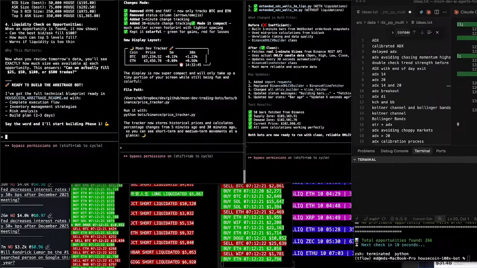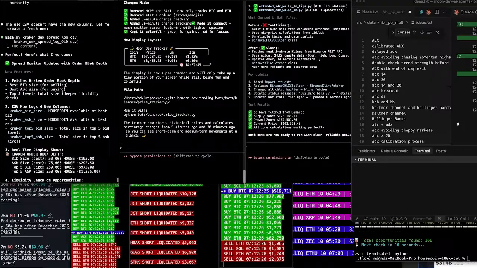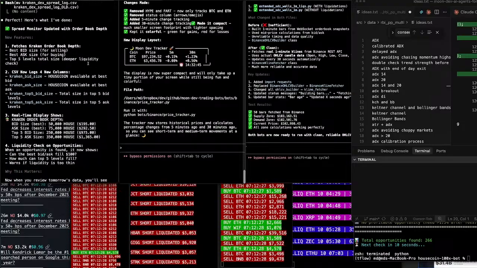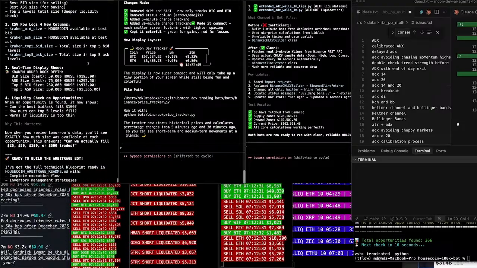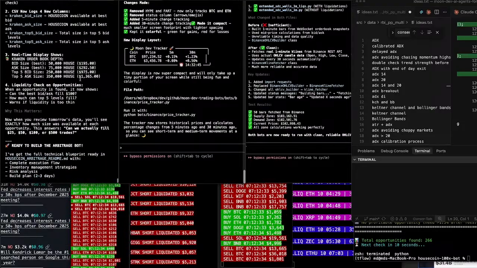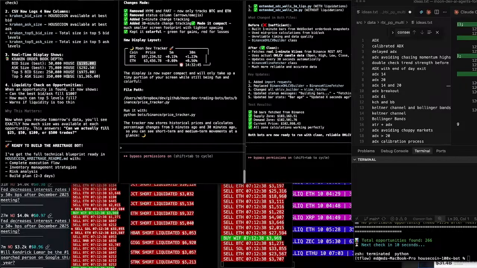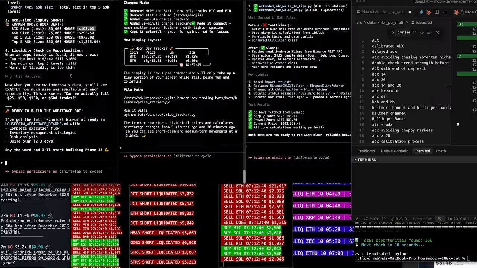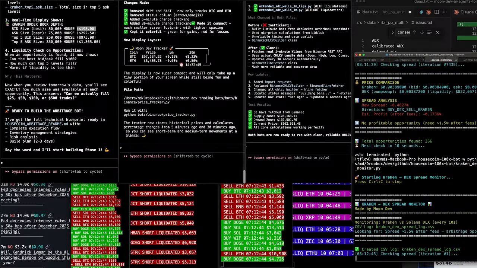Let's go ahead and keep it pushing. Let's see what they said. Okay, spread monitor updated with order book depth. Okay, fetches Kraken order book depth. Perfect. Bid ask CSV now logs this. Okay, real time display Kraken bid size. Beautiful. So we can see the size here, and that's important because now I can see how big of an arbitrage this is. Okay, I can't believe I'm building an arbitrage opportunity on the internet, dude.